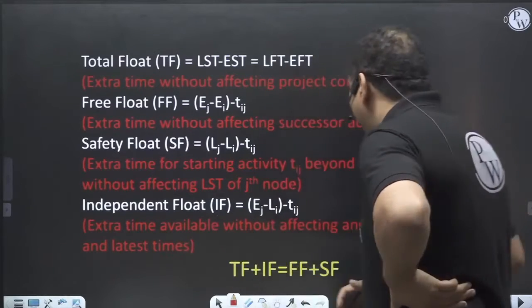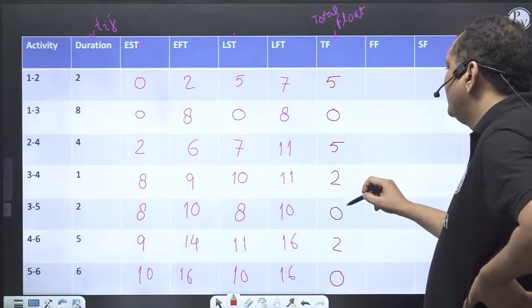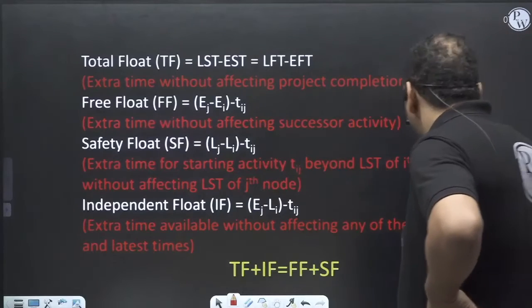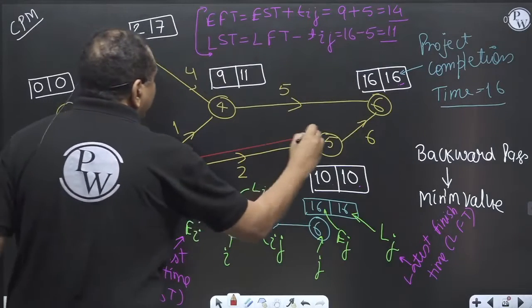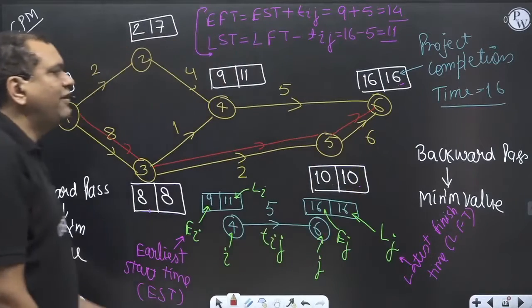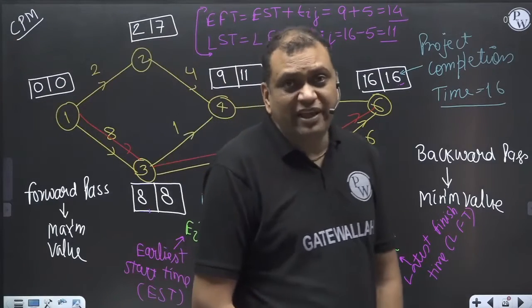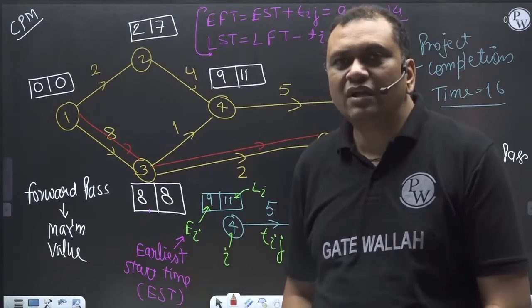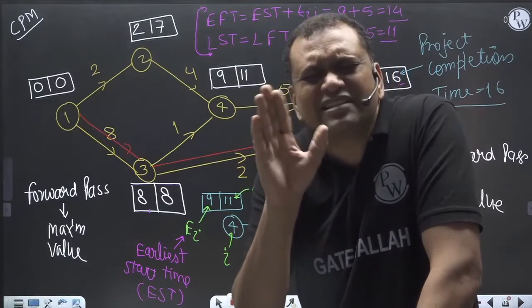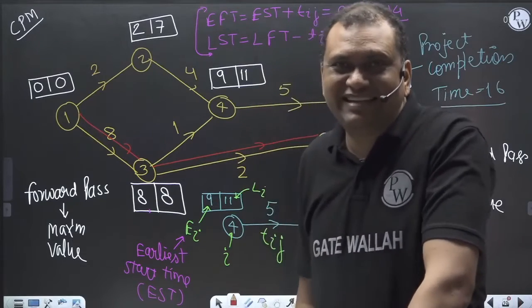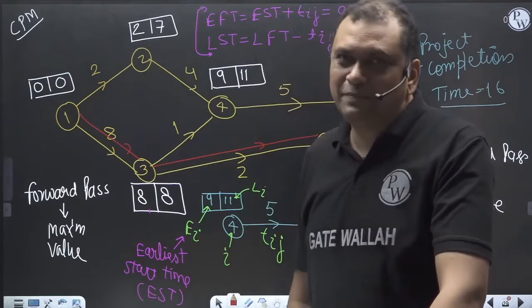Okay. Now, see what are the activities having zero float? 1 to 3, 3 to 5, and 5 to 6 are having zero float. Zero total float means there is no surplus time available on that activity.